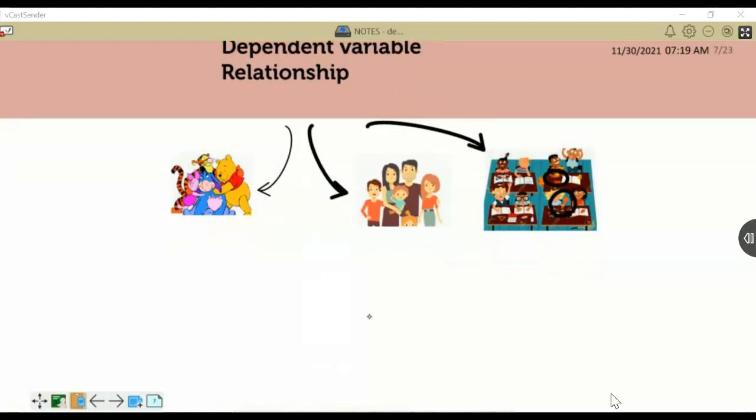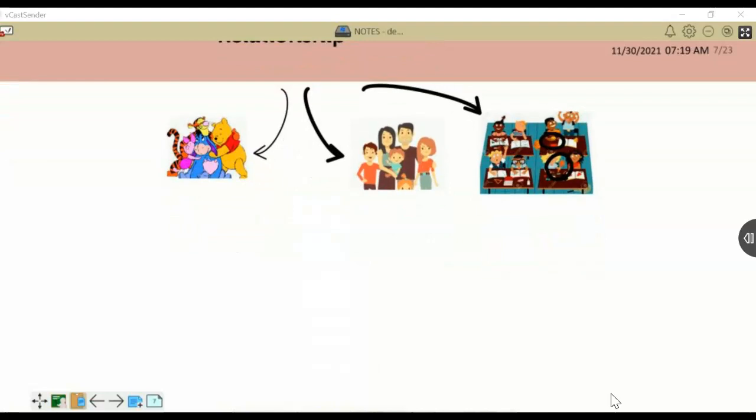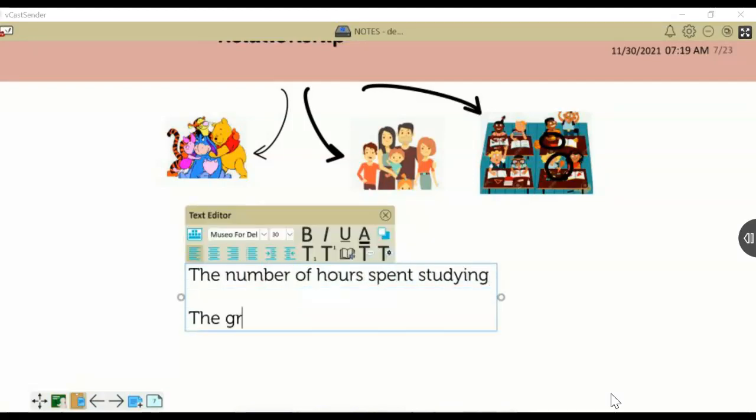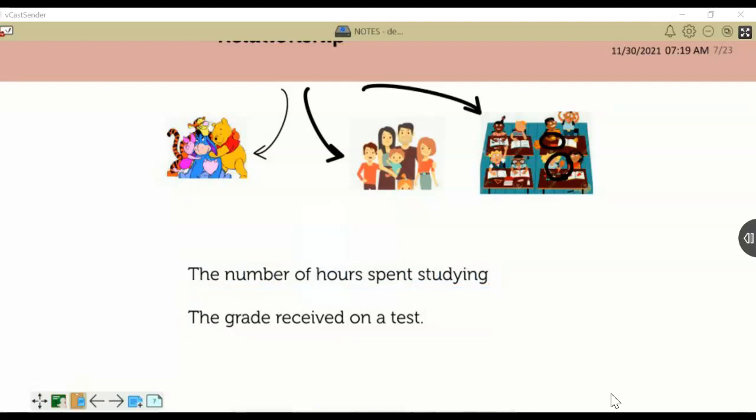Also, we can have relationships with things as well. So some things that we might have a relationship with that we may not think about too often is like this. So here are two things that are related. How much time you spend studying, which is your effort put on stuff, and the grade you receive or you earn on a test. Those are related because they're connected somehow. So these are the type of things we're going to be talking about with independent variables and dependent variables.